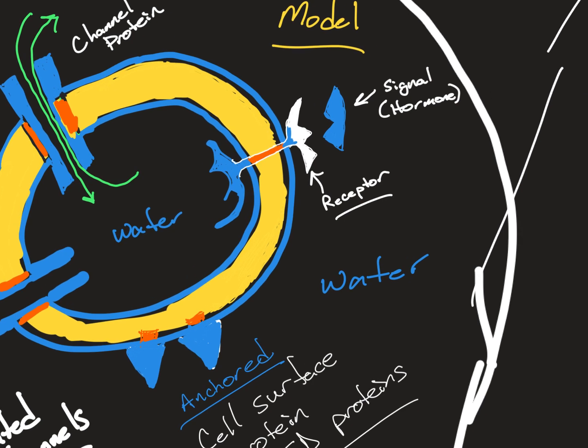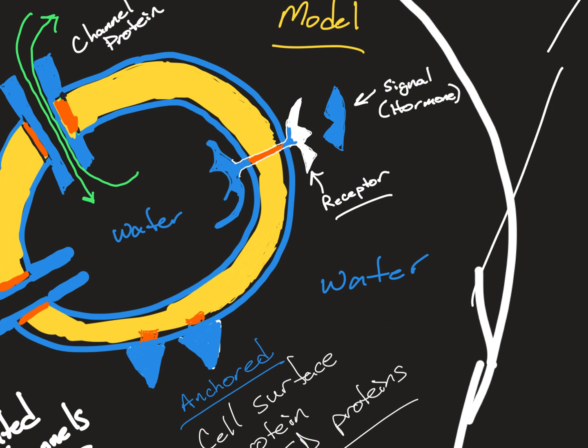So this side receives the signal. This binds. This does something. You don't have to know what it does. It's just the idea of how it works is the only thing you have to consider. All right? This is what we call a signal receptor or hormone receptor. This is the signal transducer. So it allows the signal to go from the outside to the inside.